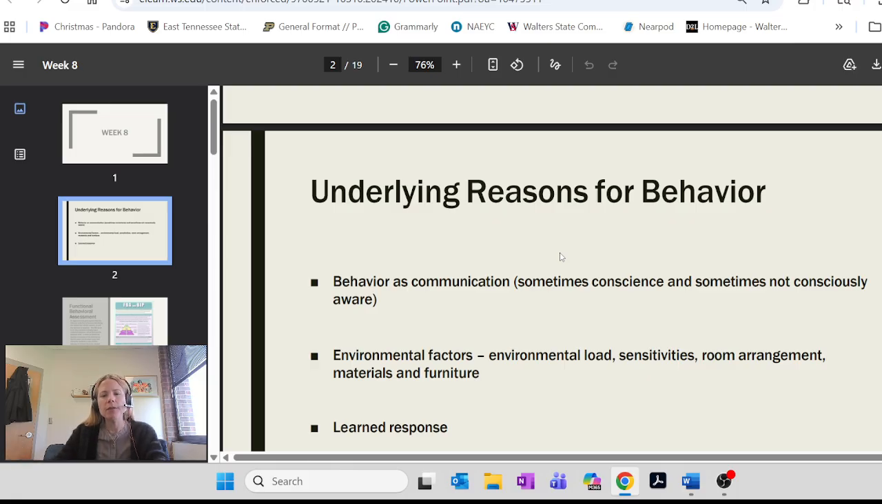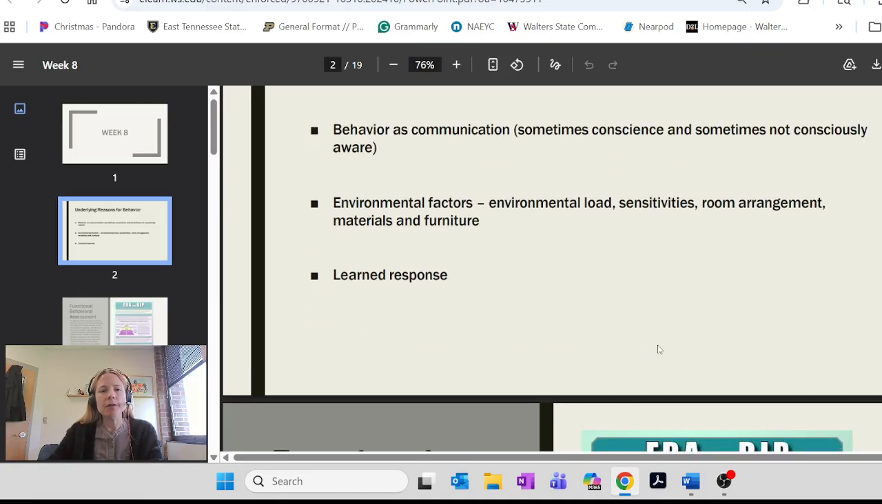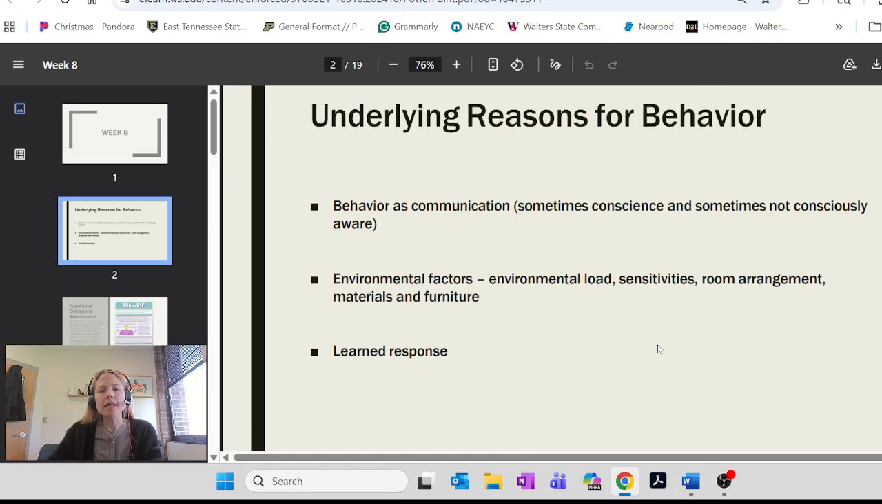So whenever we're doing a functional behavioral assessment, or FBA, it's important for us to not only be able to find those behaviors, but find out what is the trigger. So, what is that underlying reason why this keeps happening? Okay, we always say behavior communicates something, right? Whether the student is meaning to or not, it's communicating something to you, whether it's good or bad. And a lot of times they're not consciously aware that they're even doing these things. We know that sometimes it could be a learned response or it could be an environmental factor.